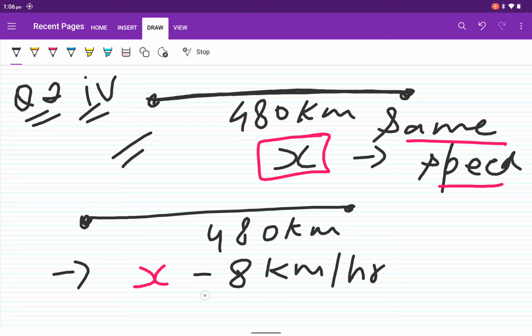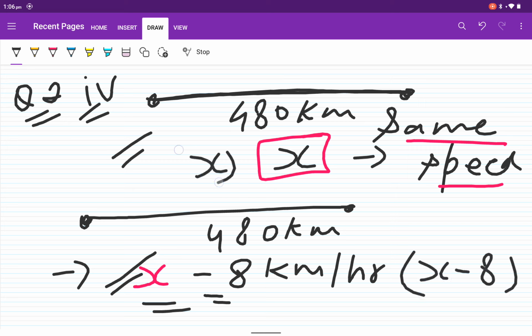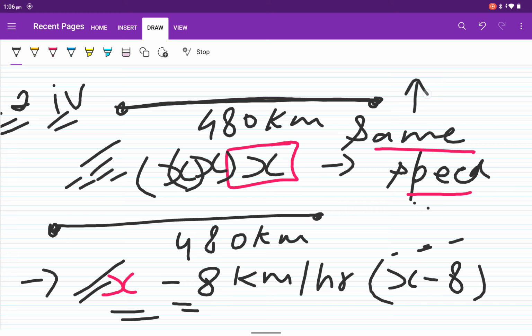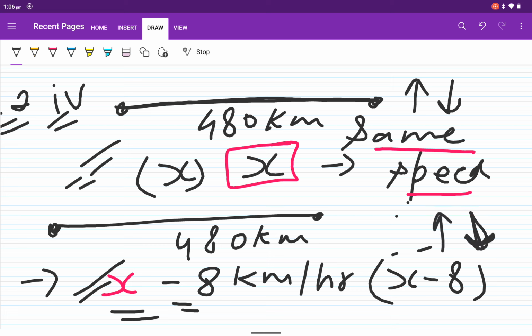The speed has been 8 km less than, so the speed would be x minus 8. Here it would be x, and here x minus 8. Now what will happen? If the train is traveling at the same speed, the time will be less here. And if the speed has been reduced, the time will be more.